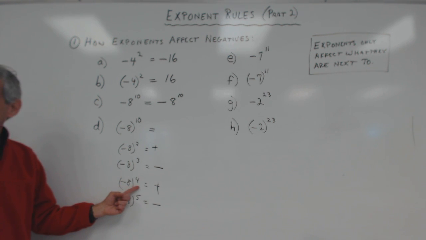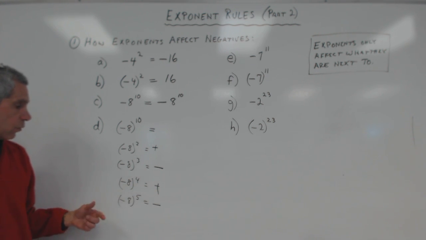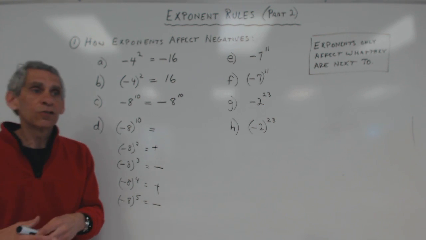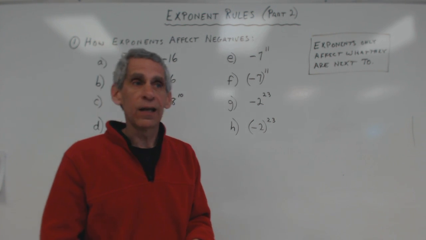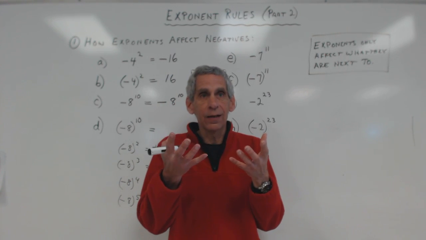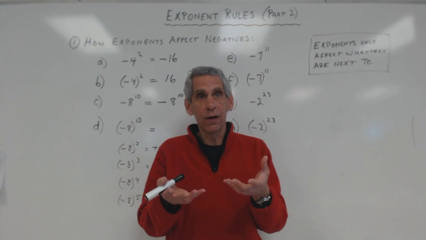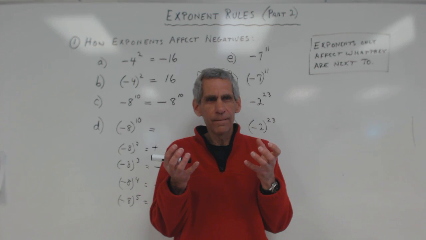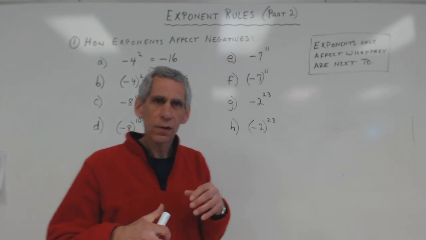Negative 8 to the fourth, the 4 exponent is an even number, so that's going to be positive. What's negative 8 in parentheses to the 22nd? Is that going to be negative or positive? Positive, right? Because the 22nd power is an even number. Does everybody understand this? Sort of?